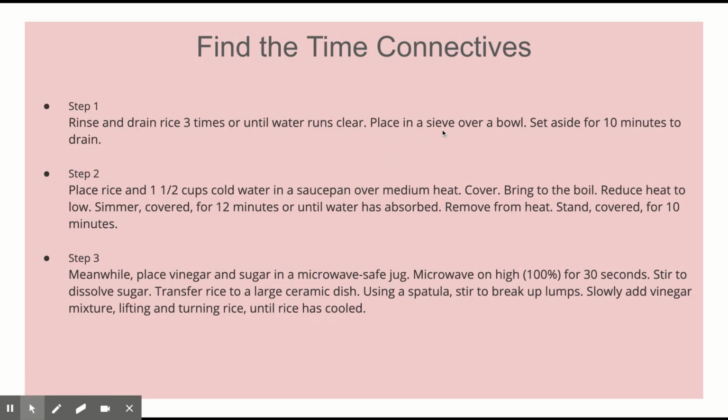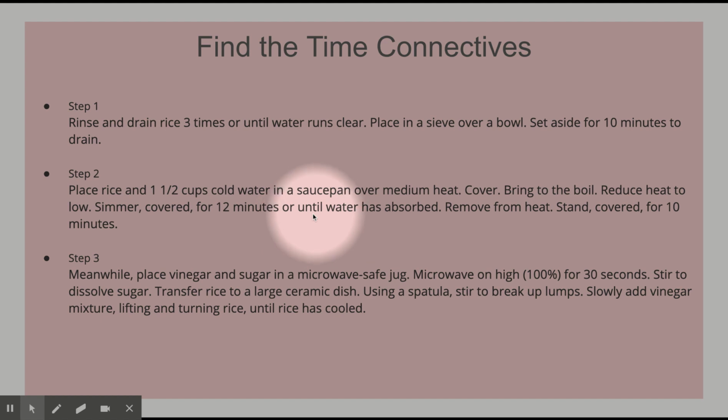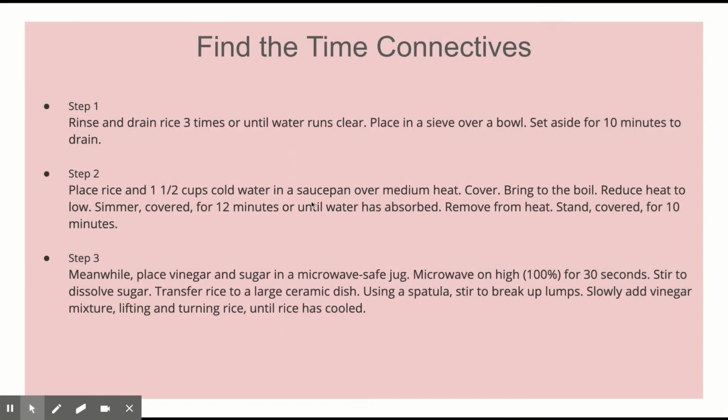Place in a sieve over a bowl. Set aside for 10 minutes to drain. Step 2. Place rice and 1.5 cups of cold water in a saucepan over medium heat. Cover. Bring to the boil. Reduce heat to low. Simmer, covered, for 12 minutes or until water has absorbed. Did you find it? Until.